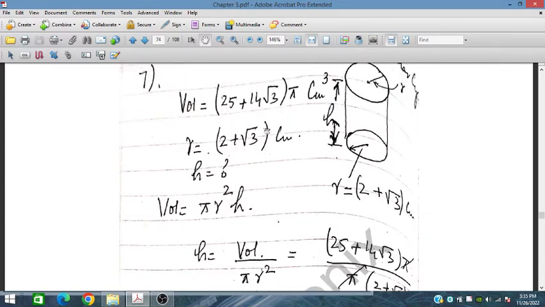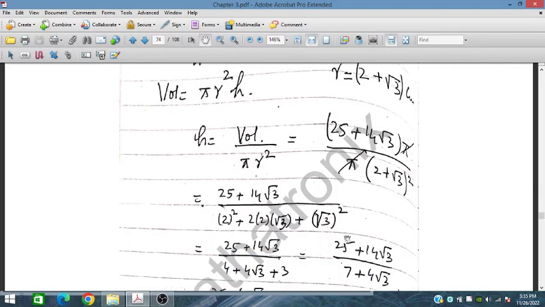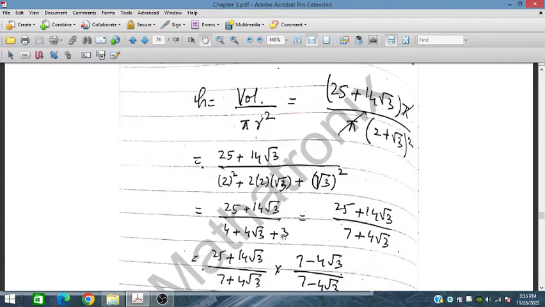So volume is given as this, and the area is pi r square, where this is r. So this r square is this. So we have this value on simplification. This is a plus b whole square, so a square plus 2ab and then plus b square. We simplify, and we have obtained this result.